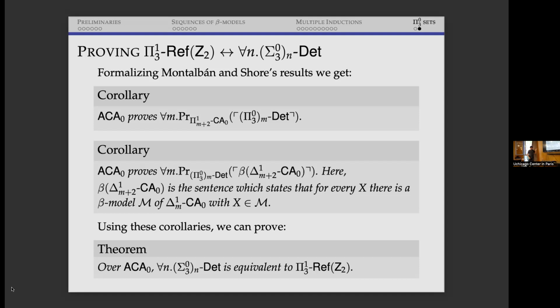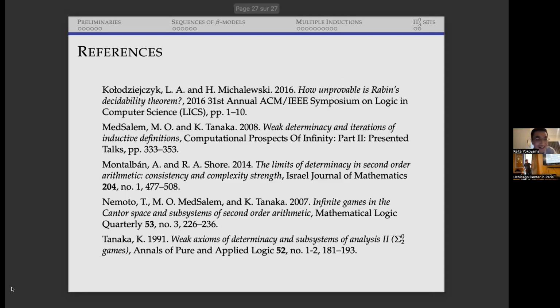And the current proof is still just formalizing Montalbán–Shore. And that's it. I think I spoke a little too fast, maybe. So, Mallory, the reference.